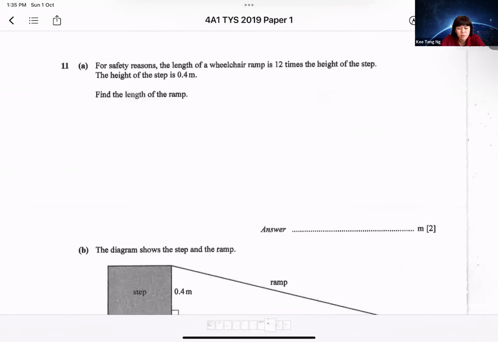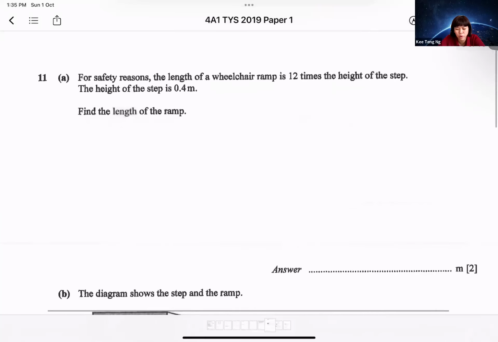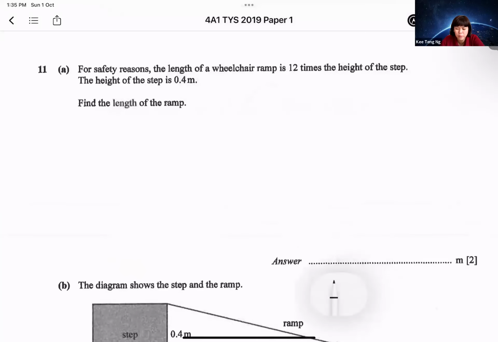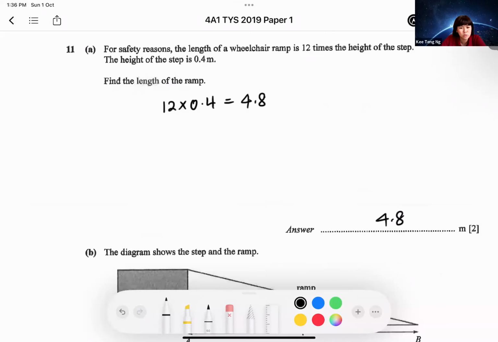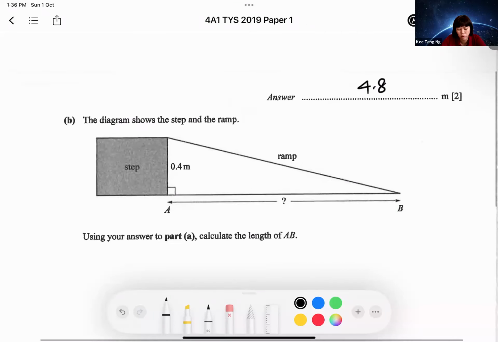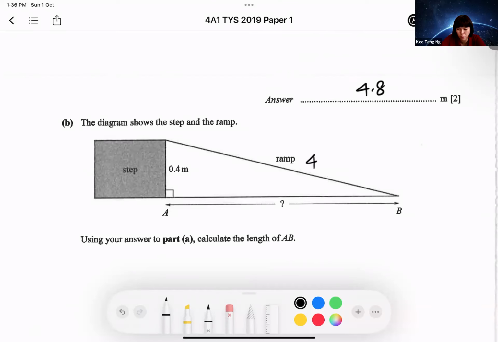Next question. For safety reasons, the length of a wheelchair ramp is 12 times the height of the step. Find the length of the ramp. So I take 12 times 0.4, and that gives me the number 4.8. So that will be 4.8 meters. The diagram shows the step and the ramp. So I have 0.4 and this one, 4.8.